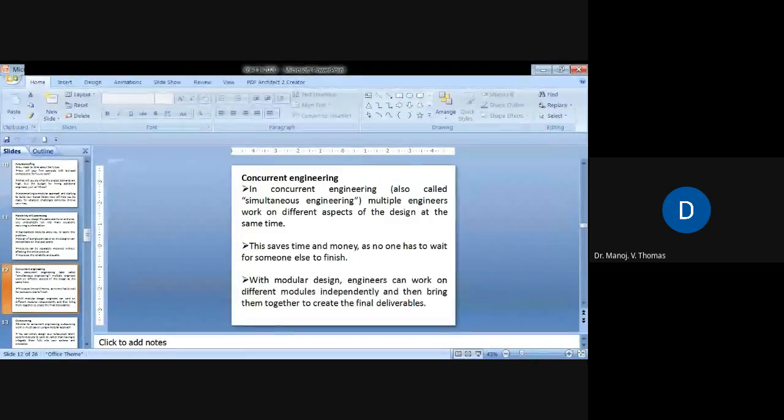This saves time and money, as no one has to wait for someone else to finish. With modular design, engineers can work on different modules independently and then bring them together to create the final deliverable.